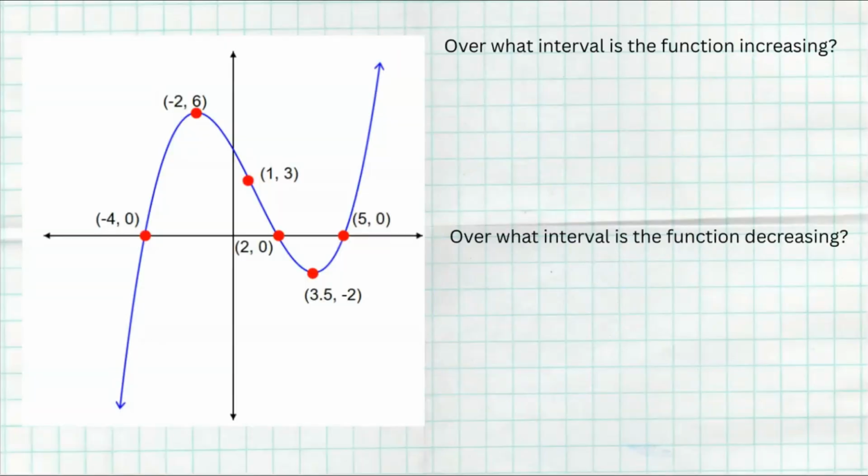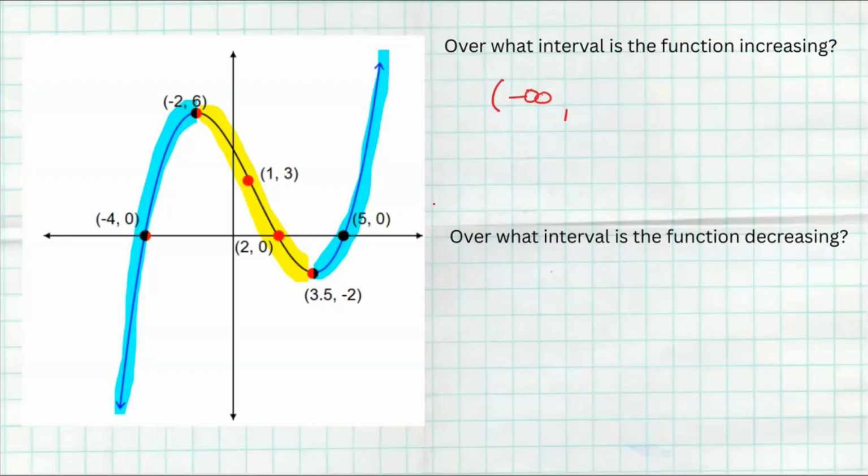The first one's to know where is the function increasing, and then the second one's to know where it's decreasing. So we see the function is increasing right here, and then it's also increasing right here. Everywhere in between, we see that the function is decreasing. So all we got to do is give those x coordinates for where that's happening. So it's increasing from -infinity to -2. And then it takes a break, and then it's decreasing from -2 to 3.5. And then again, it's also increasing from 3.5 to infinity.